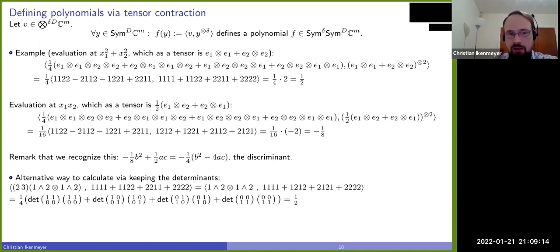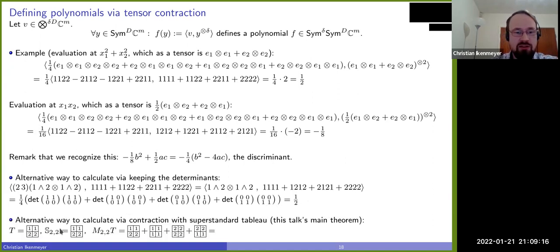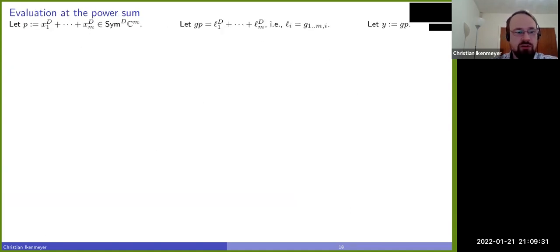And we can also do it using the tableaux and the super standard tableau, right? You do the same type of computation, and at the end you also get a half here. So those are all possible ways of doing this, and you can define a polynomial like this. And you want to evaluate at a power sum.